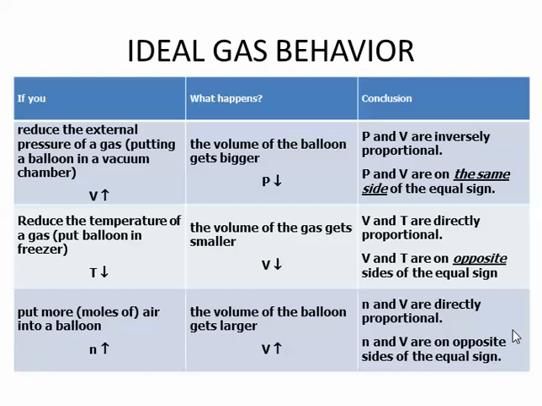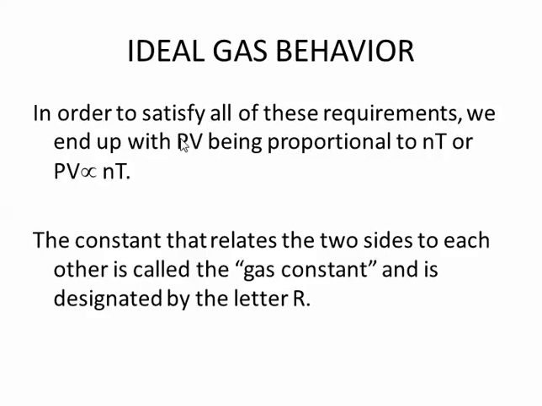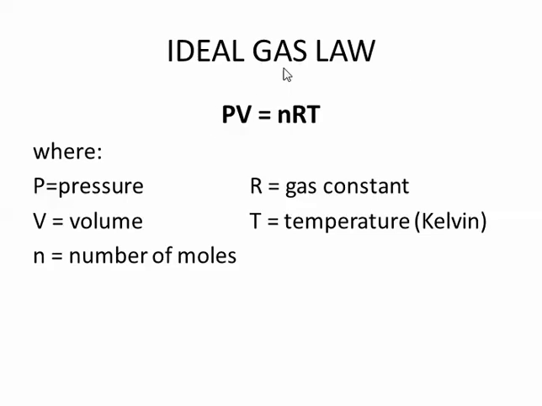So if we take all of that into account, if we want to satisfy all those requirements, then we end up with pressure times volume is proportional to moles times temperature. Pressure and volume have to be on the same side, moles and temperature have to be on the same side, and then pressure and volume are opposite of moles and temperature. Now, what relates these two sides to each other is called the gas constant, and it has the letter R. And here's our gas law. PV equals nRT. "Pivnert" is an easy way to remember it. So P is pressure, V is volume, n is number of moles, R is the gas constant, and T is temperature. Temperature has to be in Kelvin, and volume has to be in liters.